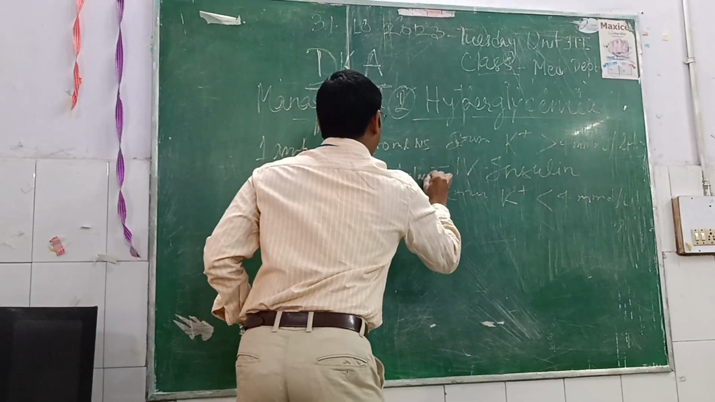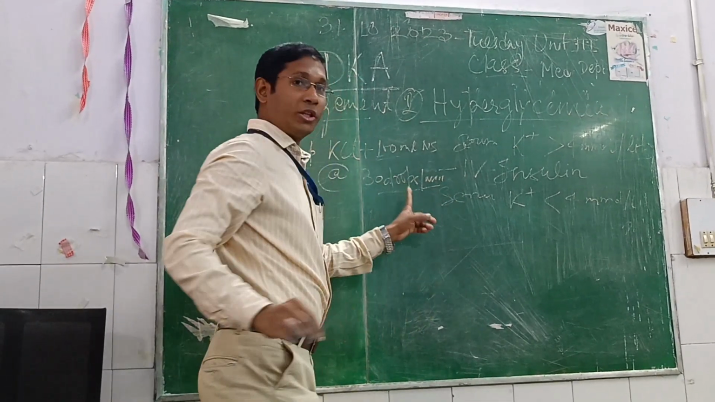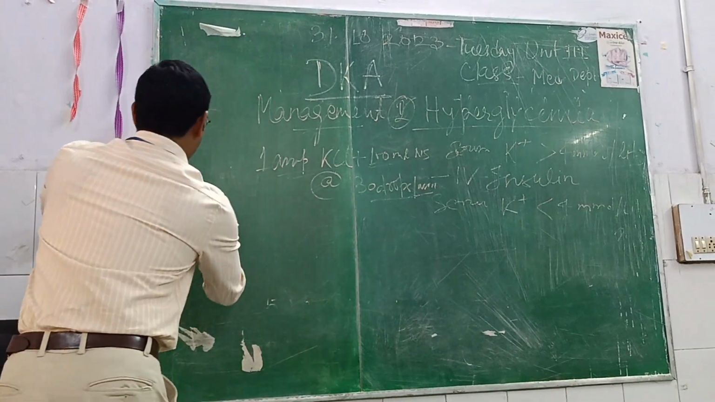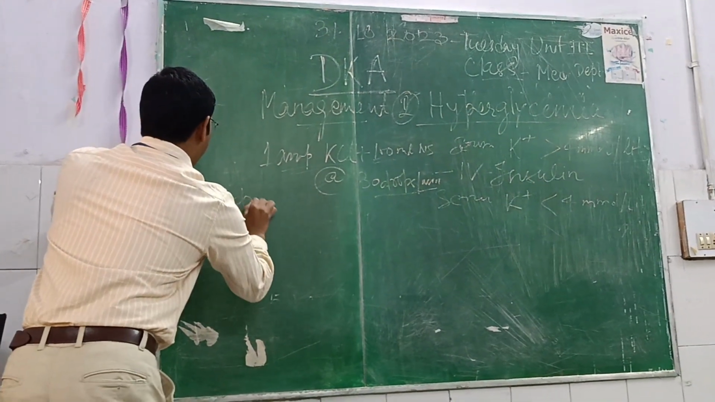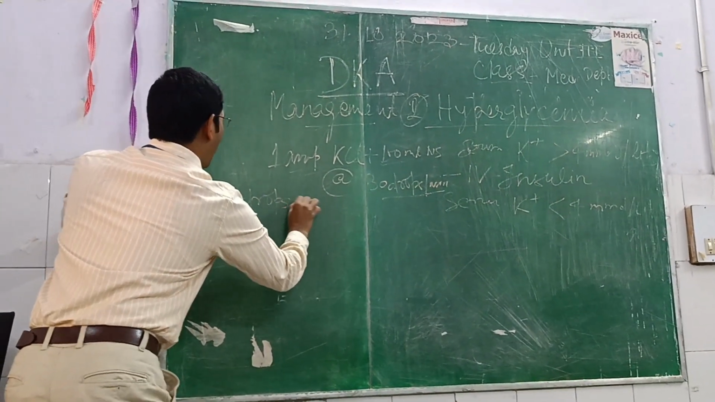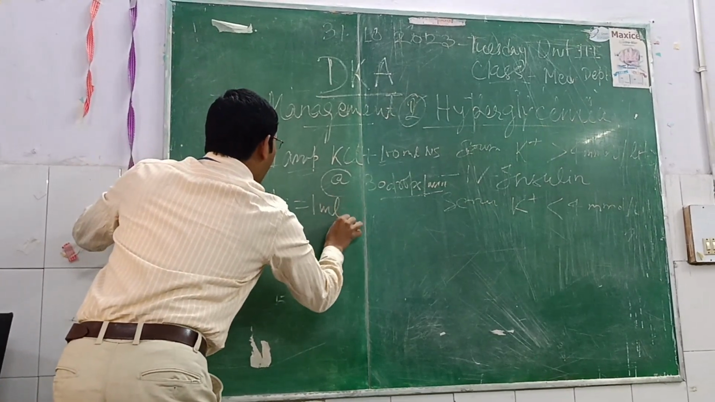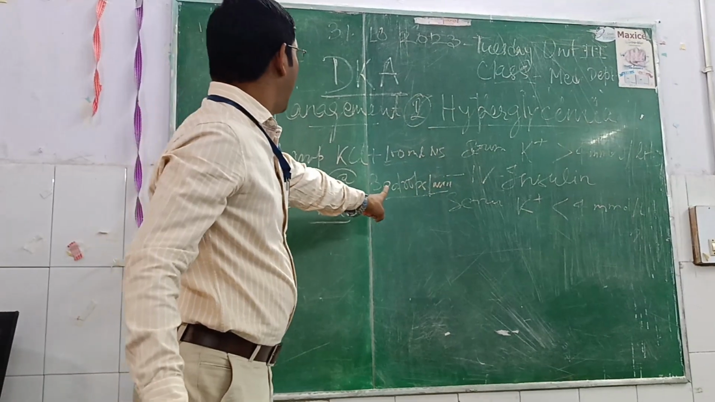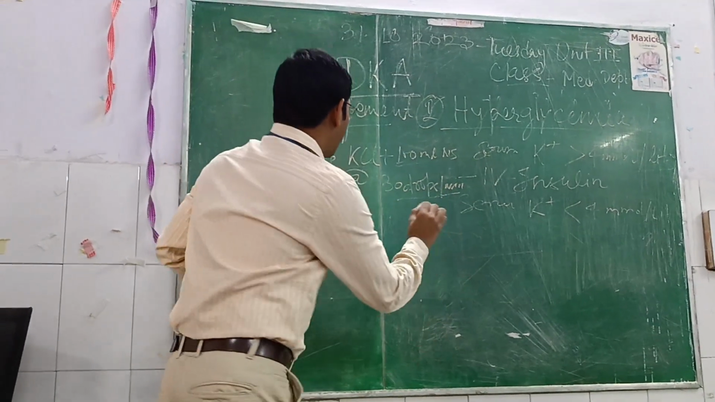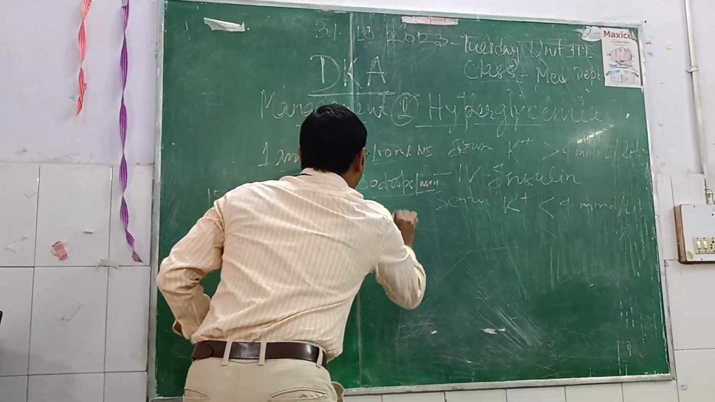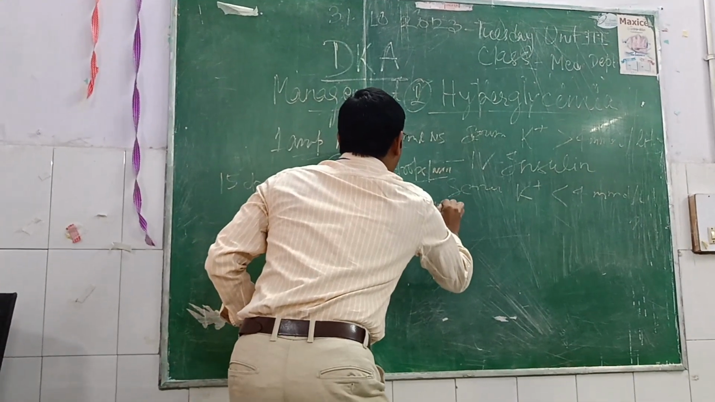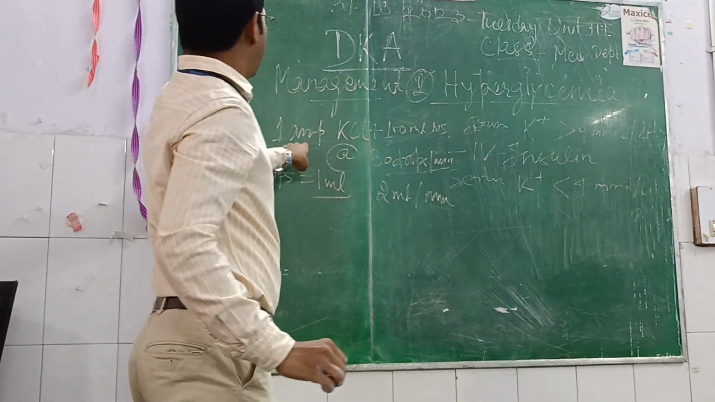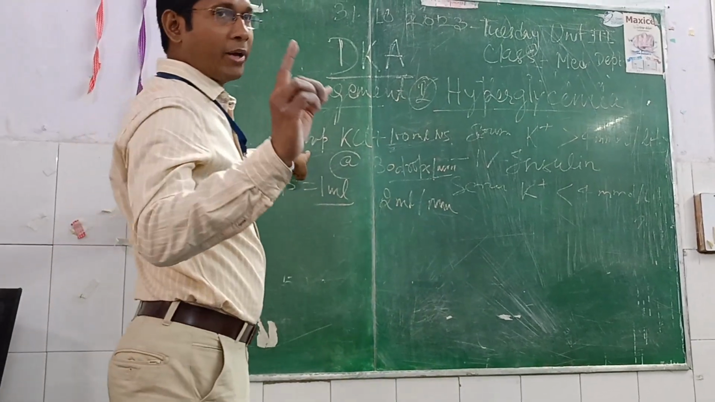This should be very clear. This drop per minute, you should know this basic principle very clearly. 15 drops means 1 ml. In 15 drops there is 1 ml. So 30 drops per minute means 2 ml per minute, and this is 100 ml in 100 ml NS, and this ampoule is of 5 ml.